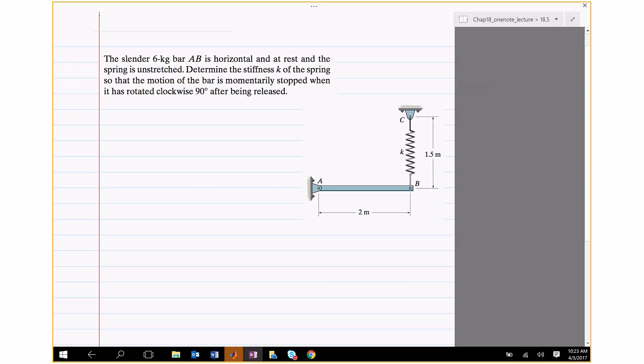Okay, let's read it. A slender 6 kg bar AB is horizontal at rest and the spring is unstretched. So this is the free length of the spring. That is, the force in the spring is 0 when it's unstretched. Find the stiffness K of the spring so that the motion of the bar is momentarily stopped when it has rotated clockwise 90 degrees. So clockwise is this way. So when it's released, the bar sags down and it comes to stop at this point when it's vertical. You've got to find the spring constant K so that when released, this bar will come to rest in its vertical position.